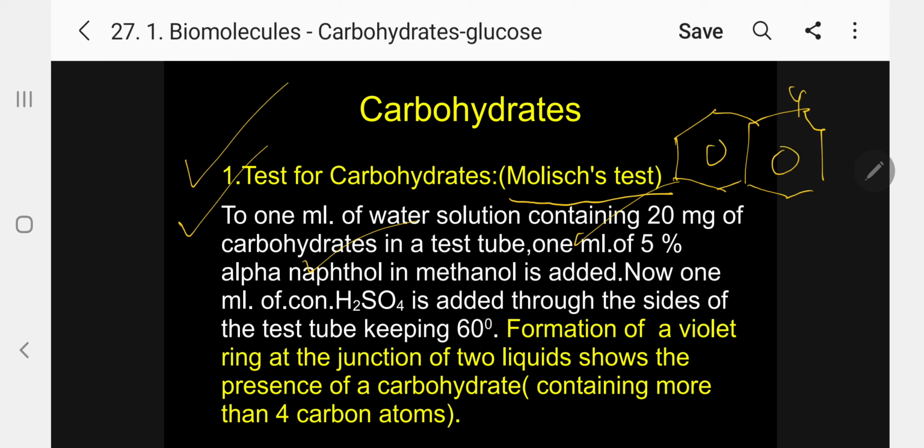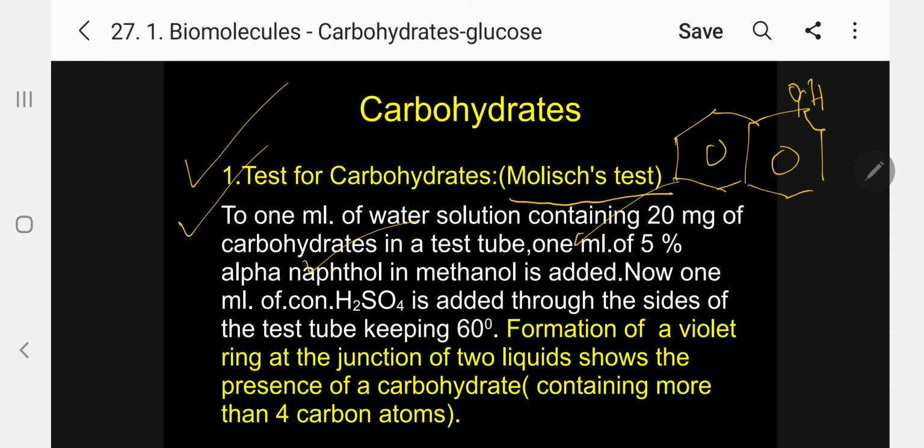This is the alpha naphthol. So, alpha naphthol in methanol, this is a solid, that should be dissolved in methanol. So, this is 1 ml. Now, it is added to the boiling tube. Now, 1 ml of concentrated sulfuric acid is added.